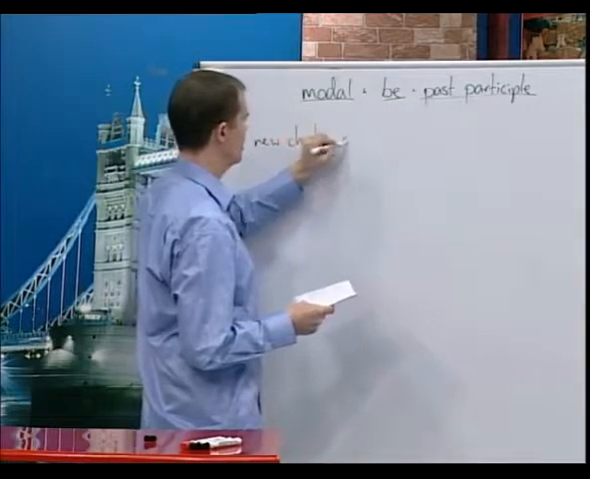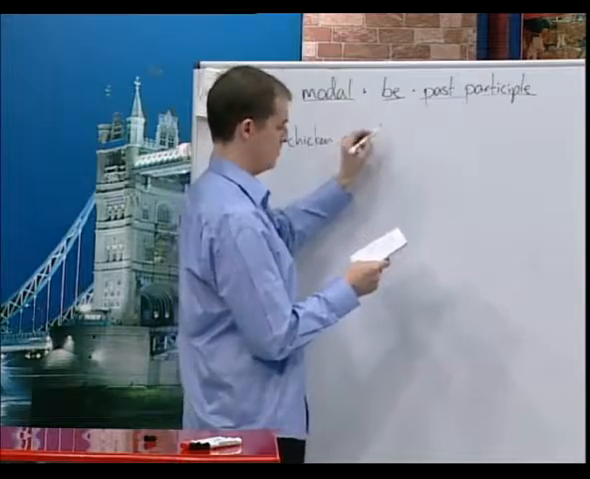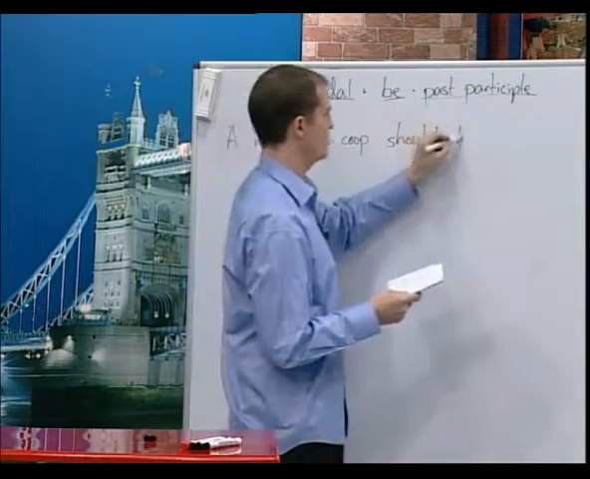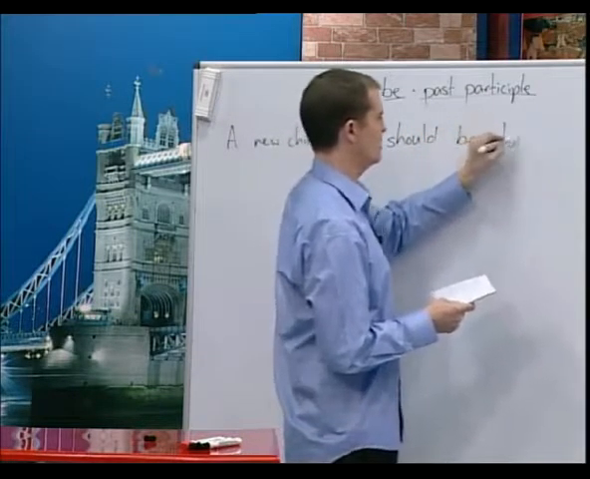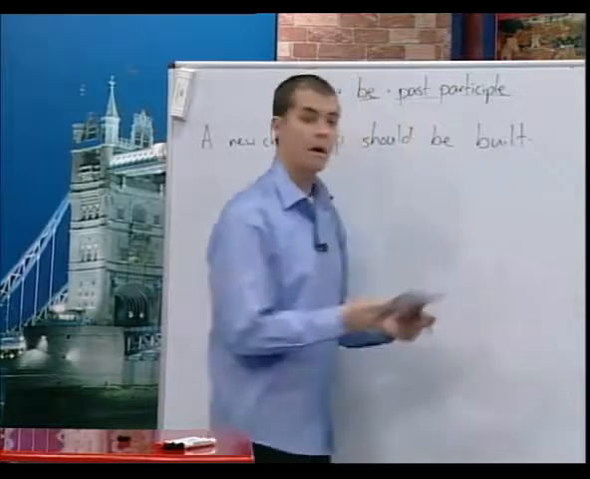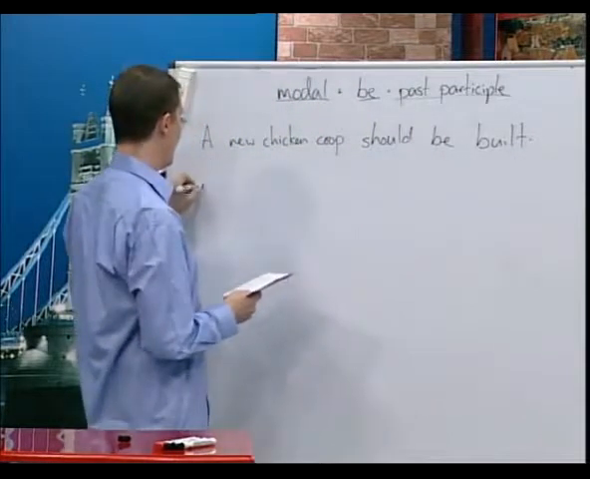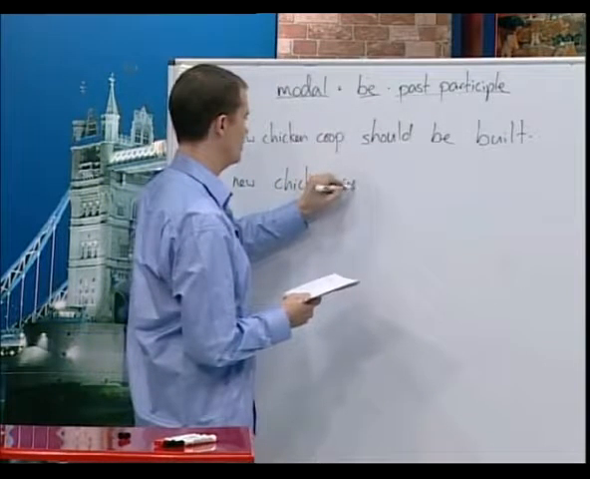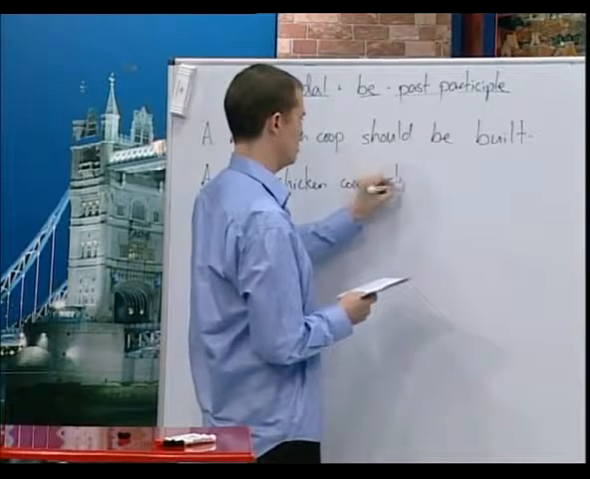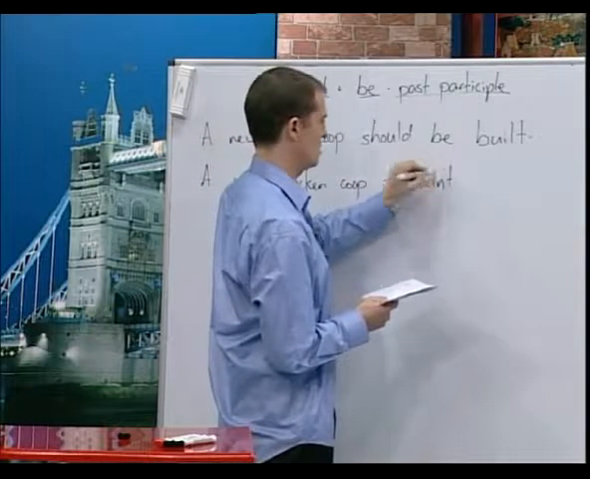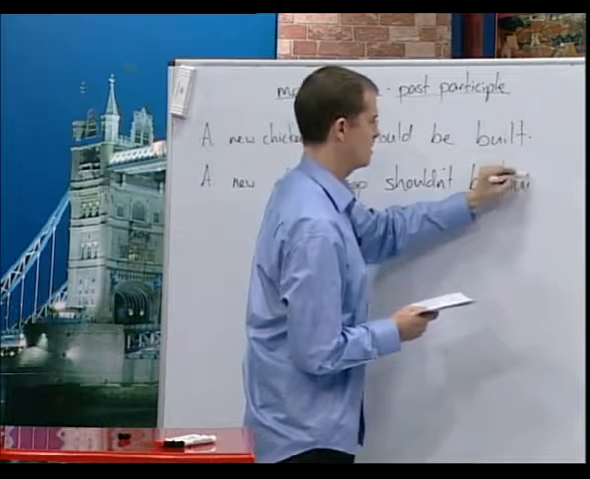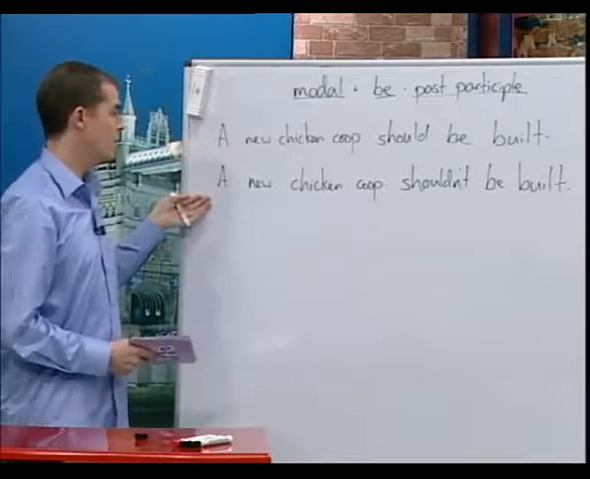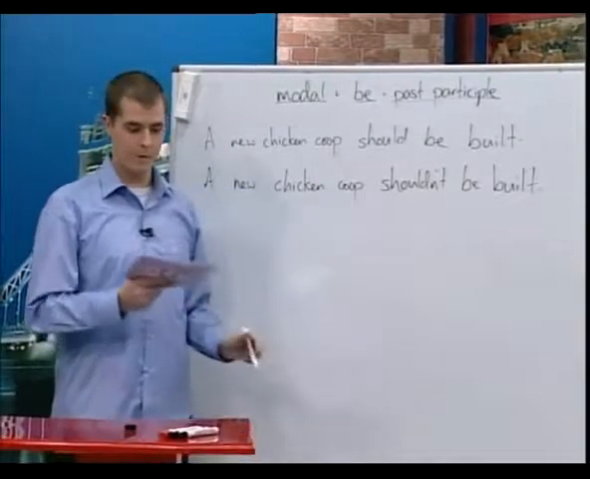Right, so a new chicken coop, modal should, be, and the past participle, built. The negative form is a new chicken coop shouldn't be built. Positive, a new chicken coop should be built. Negative, a new chicken coop shouldn't be built.